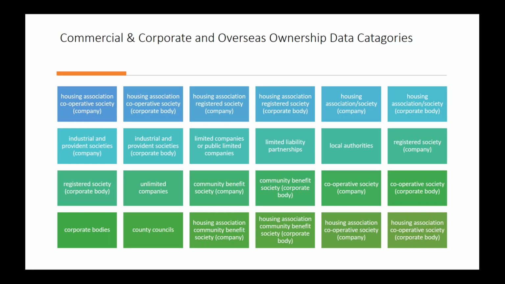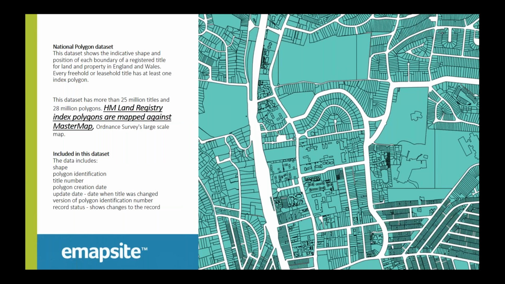What emapsite have done, as you can see on the next slide, is purchase the rights to distribute the national polygon dataset. This dataset shows the indicative shape and position of each boundary of registered land in England and Wales, freehold and leasehold title. The dataset has just over 25 million titles and 28 million polygons. It includes shape, polygon identification, title number, creation date, update date when people are updating the polygons themselves, and also the version of the polygon.